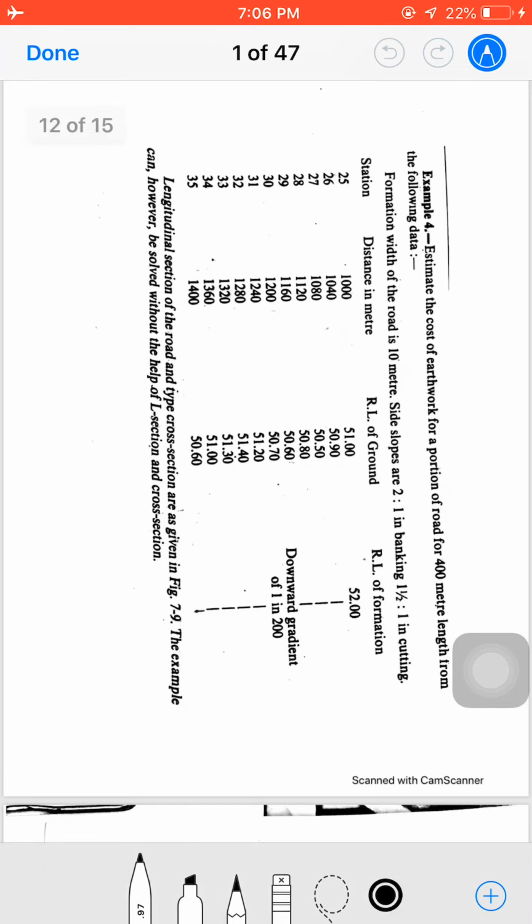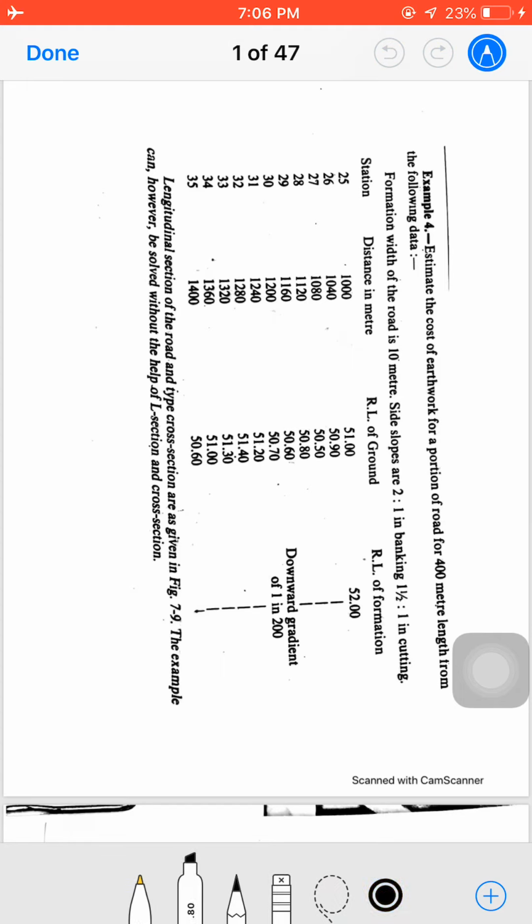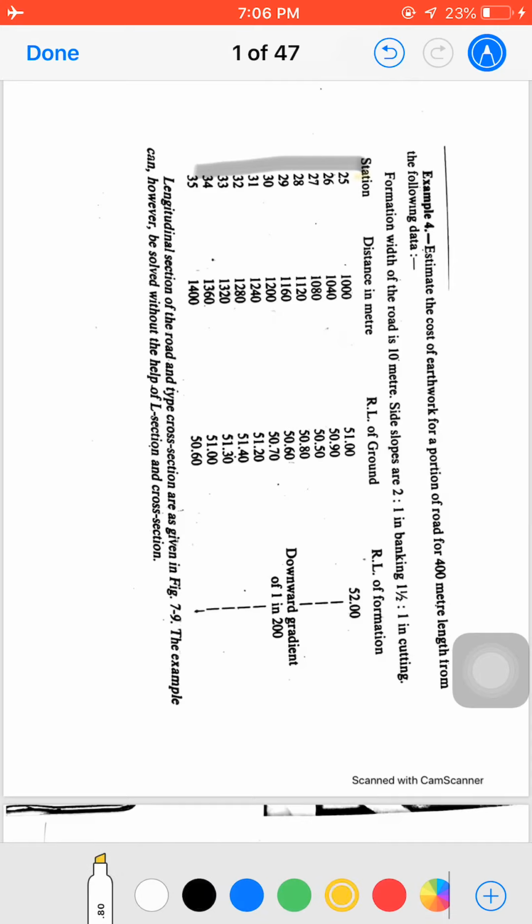So next example for road estimate, we'll be moving on to the next example. Estimate the cost of earthwork for a portion of road for 400-meter length from the following data. Okay, so they have given the station, the distance in meters, RL of the ground.